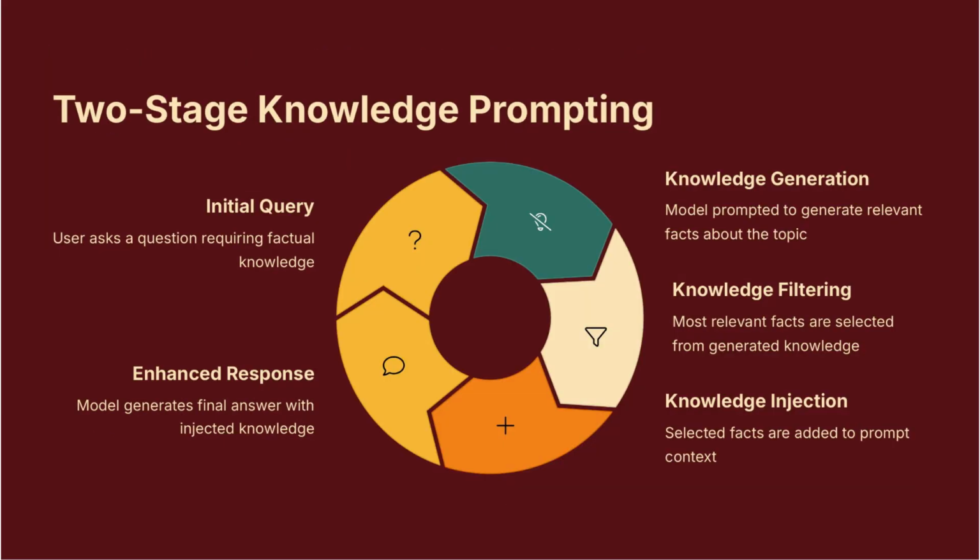In two-stage knowledge prompting, a user poses a factual question. The model generates relevant facts, which are filtered for relevance. These selected facts are then injected into the prompt context, enabling the model to produce an enhanced response.